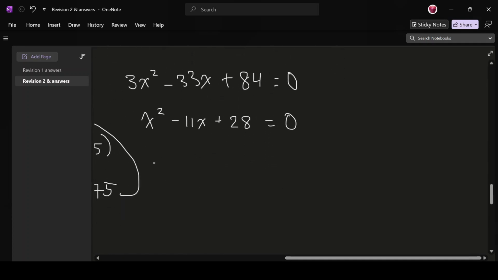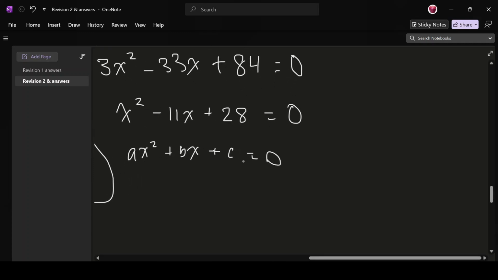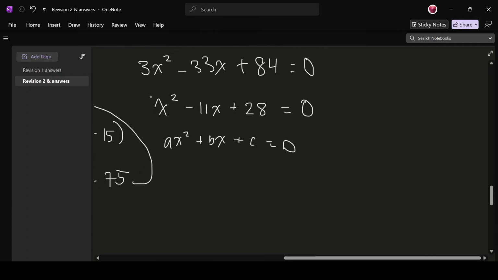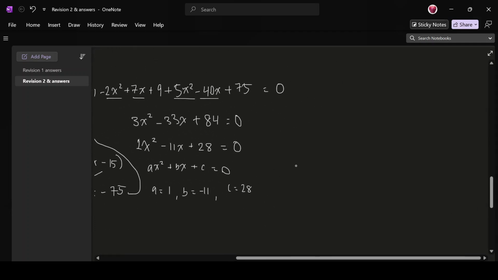Okay, so the standard form of a quadratic equation is ax squared plus bx plus c is equal to 0. So in this case, our a is 1, because a is friends with x squared, and in our equation, x squared is friends with 1. For b, it's negative 11, and c is 28. So we can just input these values, a is equal to 1, b is equal to negative 11, and c is equal to 28, to the quadratic formula.